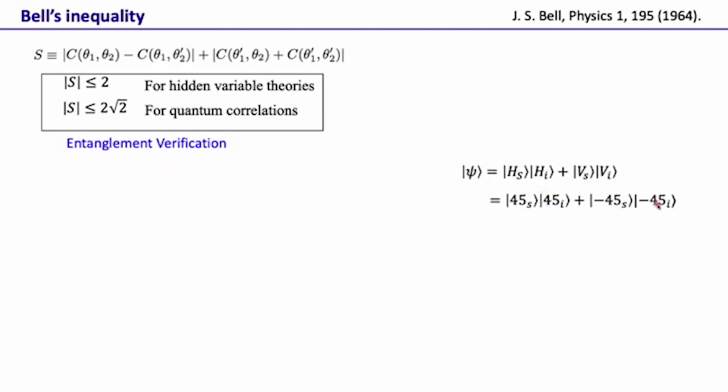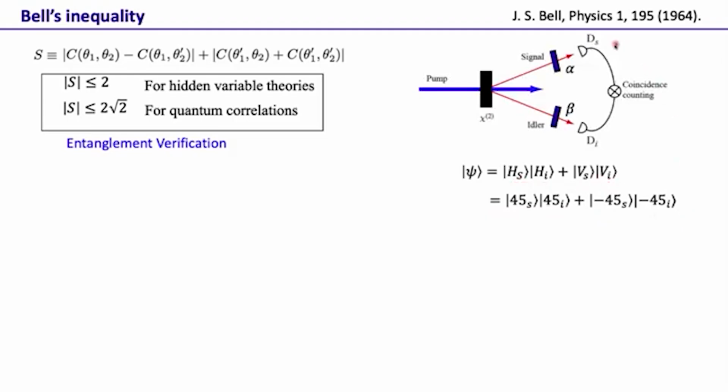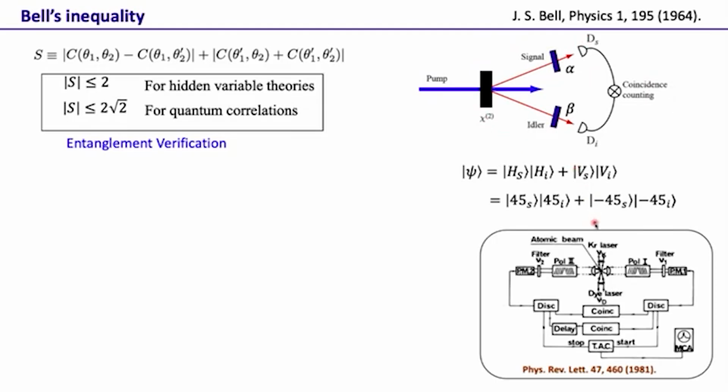So this was the kind of state that was considered for the example. Here it was in the horizontal-vertical basis, and this is in the 45, minus 45 basis. And we have seen that such states can be produced using parametric down conversion and so on. But the first experiment that was done to show the violation of Bell inequality was not with parametric down conversion. It was an atomic cascade, but it was pretty much the same: you produce two photons that are entangled in polarization, and using that they were able to show a violation of Bell inequality.